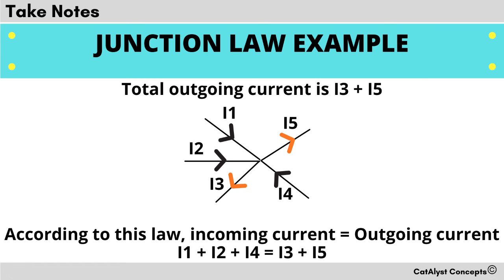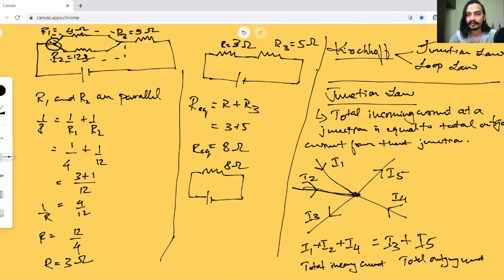Let's take a simple example for this. Let's assume that I1 equals, since this is current, we'll take it in amperes, 2 amperes. Let's say I2 is 4 amperes. Let's say I3 is 6 amperes. Let's say I4 is 10 amperes. And let's say what is I5. So I have 4 values with me and one unknown. So how do I find it out?